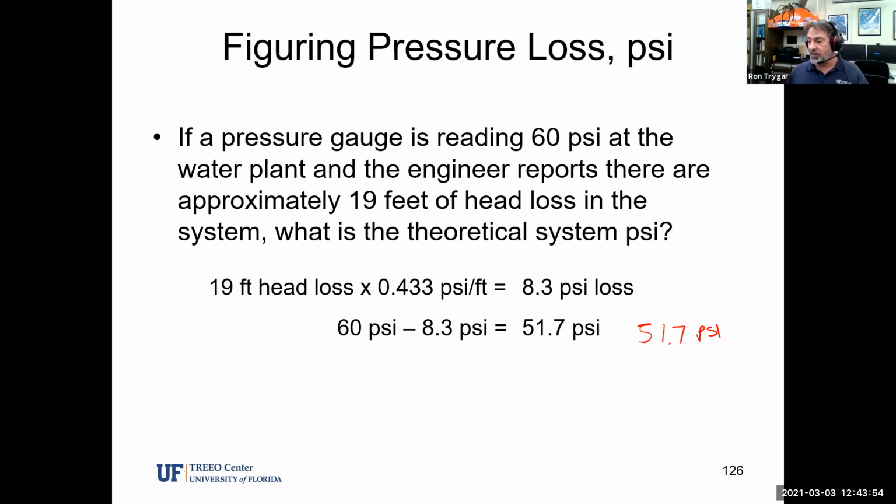So this would give us an idea that if we're at 60 psi and we lost 8.3 psi just from the friction and all of those different things, we would end up with a psi down around 51.7 psi. So that's how you would do that.